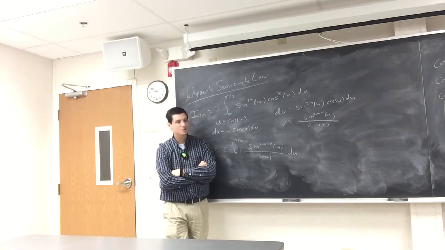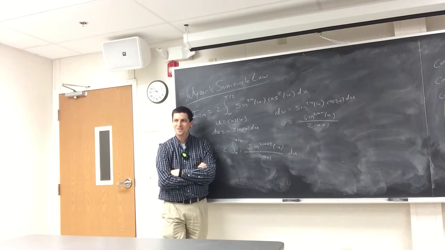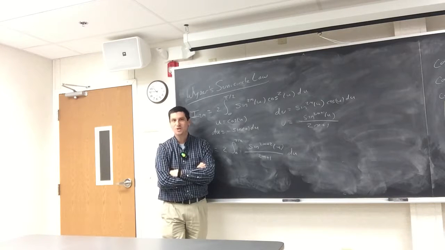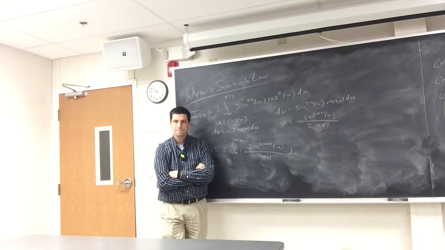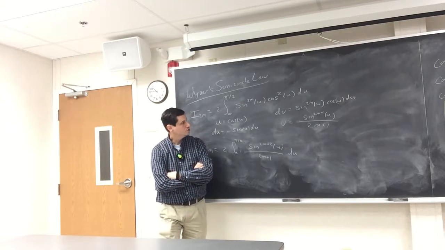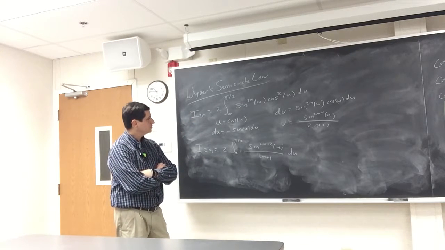So we start off with 2m plus 2 trig functions. We ended up with 2m plus 2 trig functions, but now they're at least all sines. So the question is, did we make any mistakes anywhere? Is this okay?